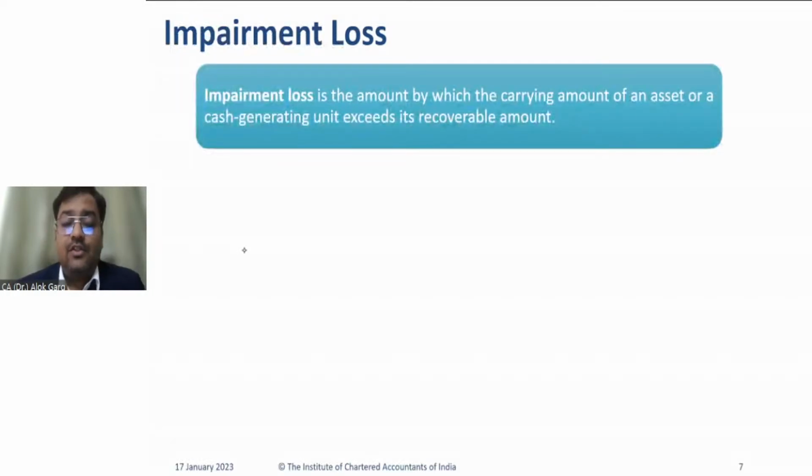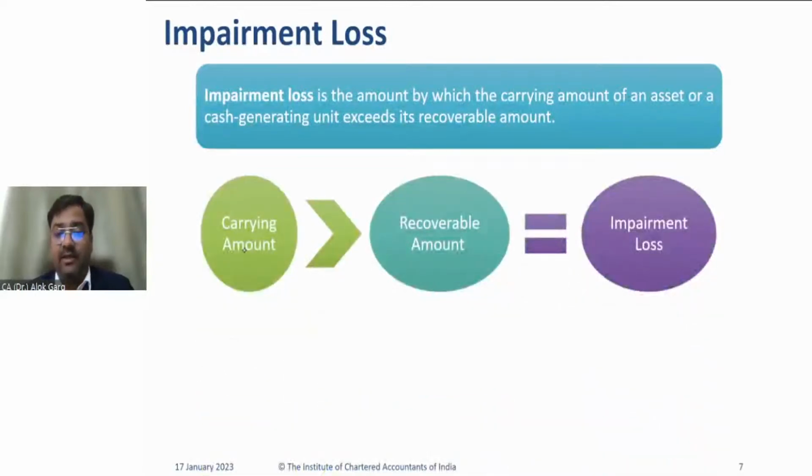So what is meant by impairment loss? Impairment loss is the amount by which the carrying amount of an asset or a cash generating unit exceeds its recoverable amount. So when carrying amount is greater than recoverable amount, then it is impairment loss.